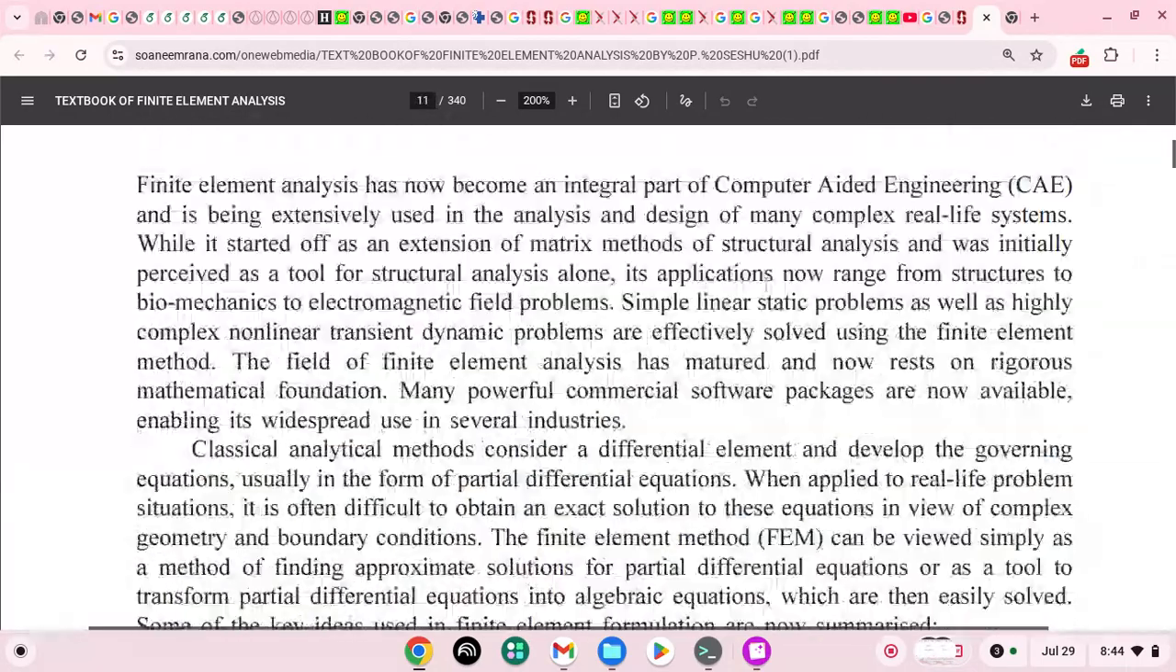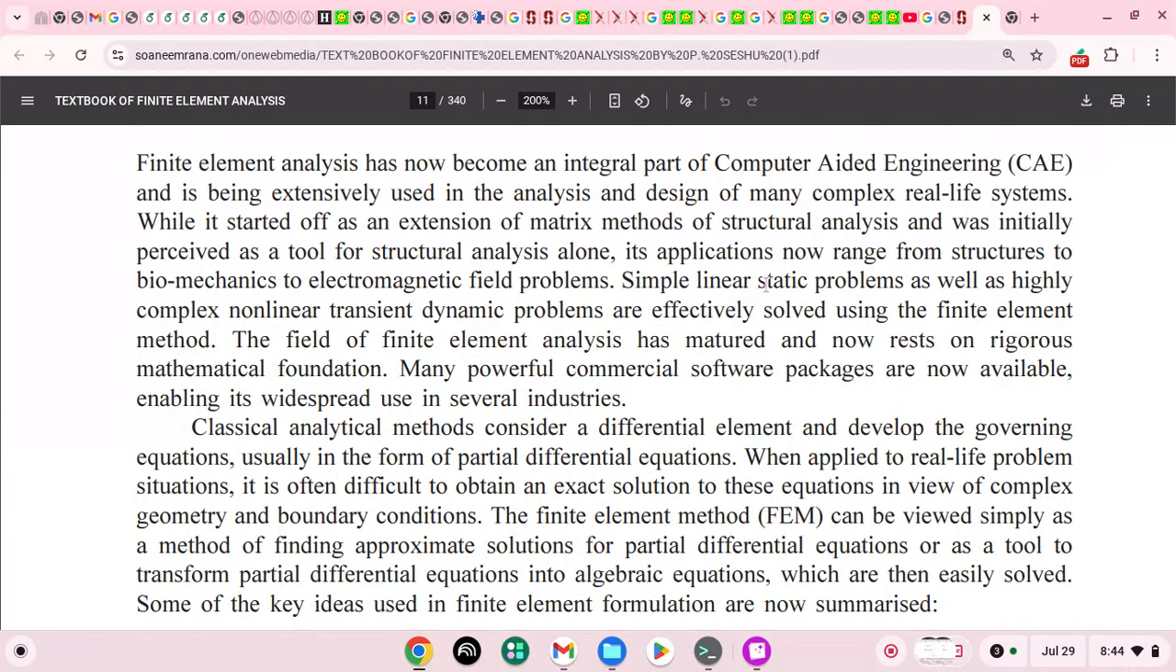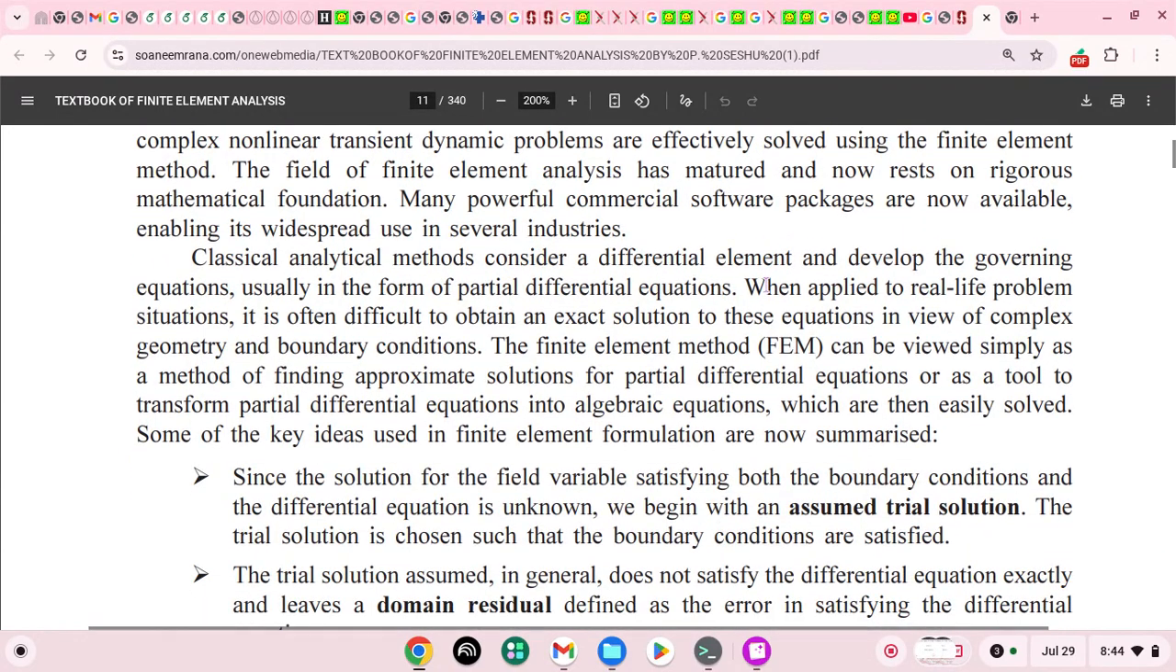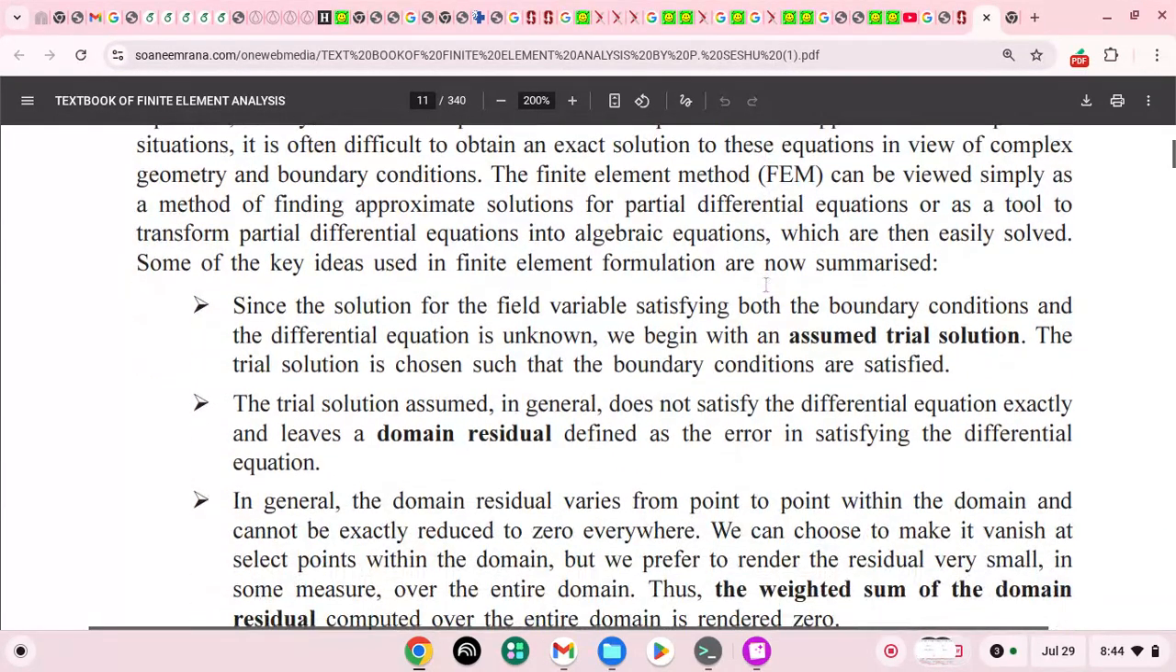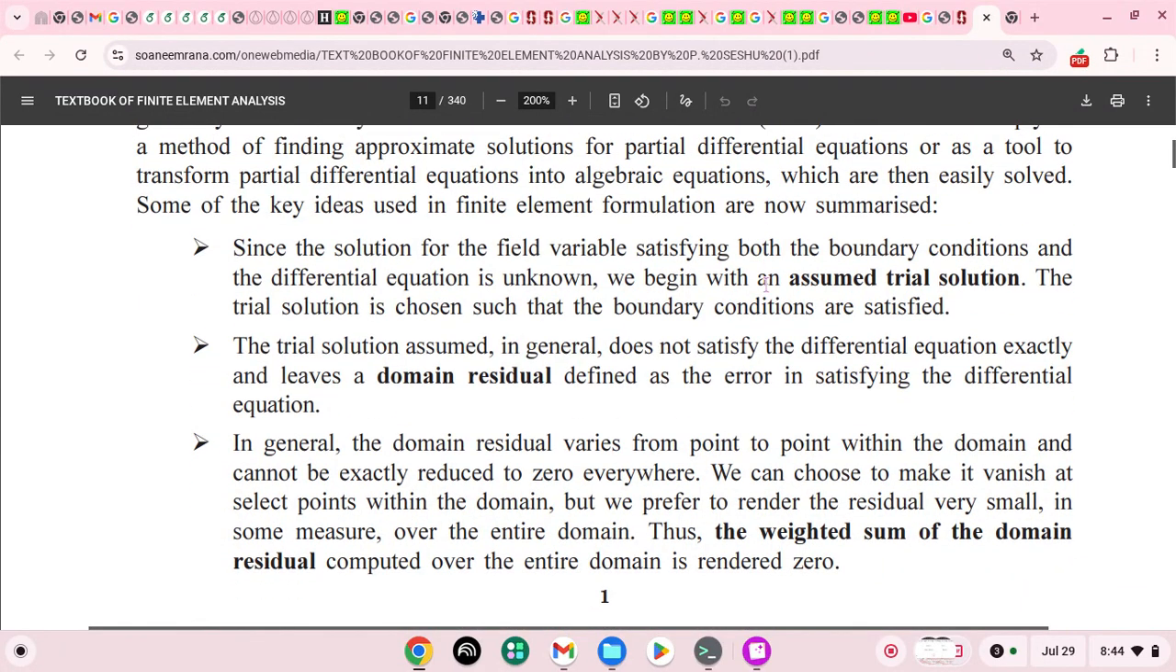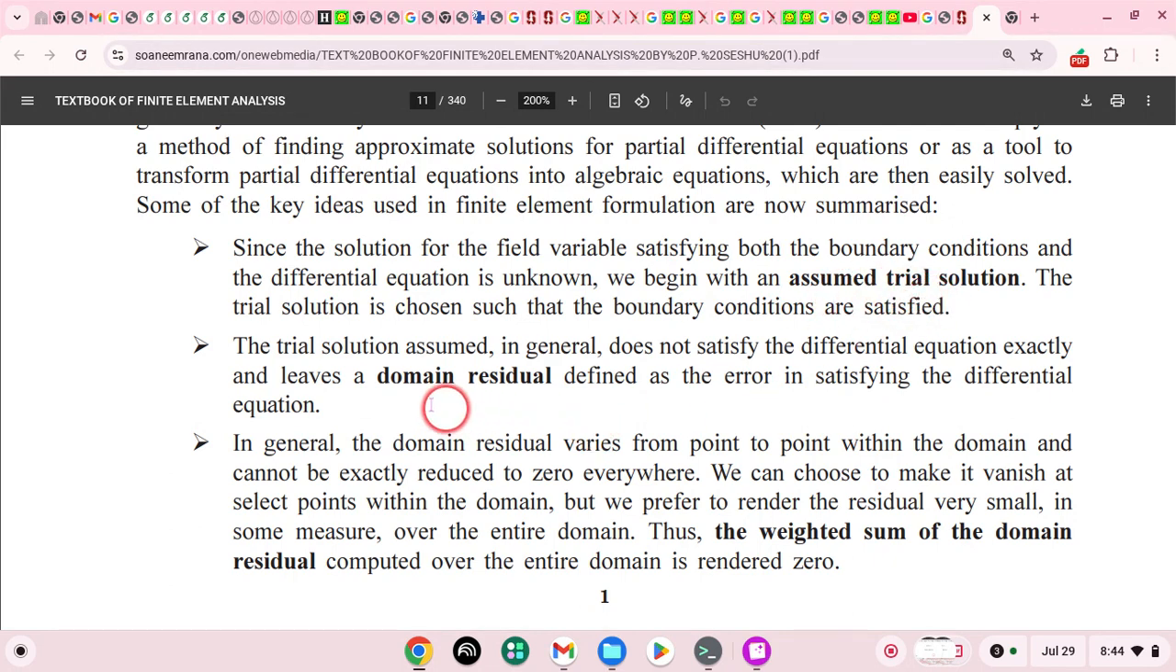It starts with the necessity for these simulation techniques, and where the finite element method stands. What are the key characteristics of the finite element method? It assumes a numerical solution based on an assumed trial solution, a single trial solution, then the residual is formed.